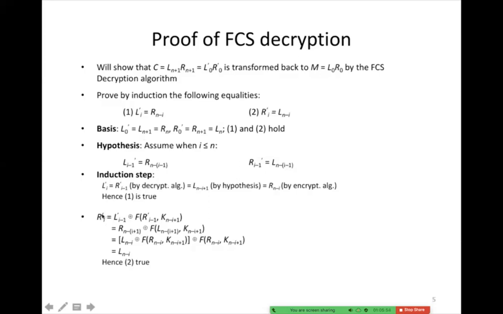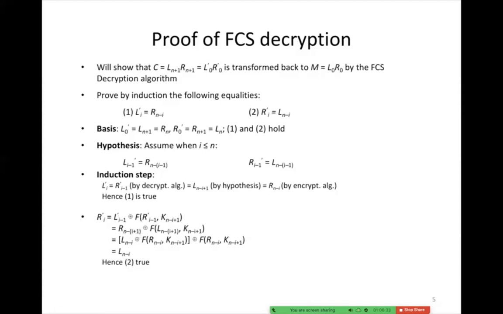All right, so now let's look at R sub I prime. We want to prove this now. By the decryption algorithm, it is equal to L sub I minus 1 prime exclusive OR F of R sub I minus 1 prime and this round key, subkey, K sub n minus I plus 1. Again, this L sub I minus 1 prime is equal to the right-hand side of the previous round.